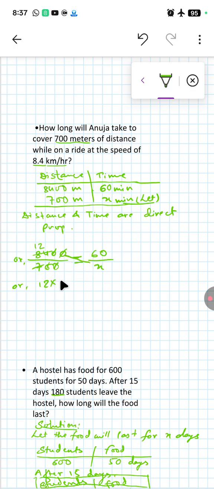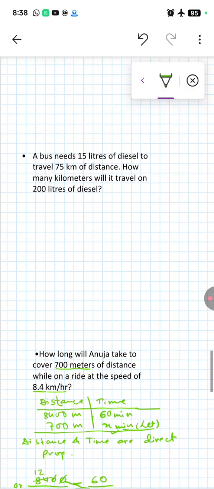12 into x equals 60 into 1, that is 60, and again 12 will go down and divide it. We could have done it over here only, 12 5s are 60, but I'm just doing it by using cross multiplication. x is equal to 5, 12 5s, it means 5 minutes. So it will take 5 minutes to cover 700 meters. Let us go ahead to the next question.